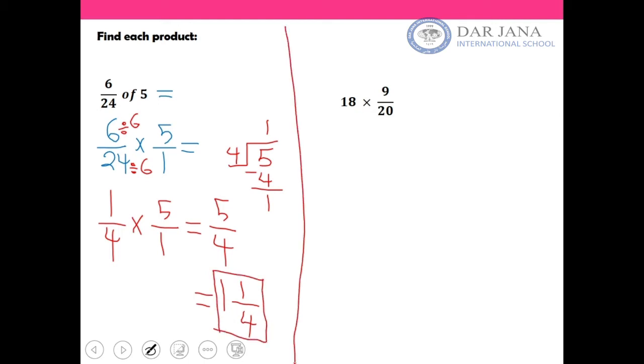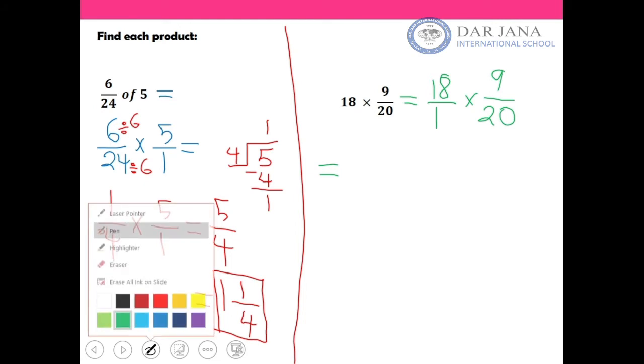Okay, let's try the other example. 18 times 9 out of 20. Also, just like we said, the 18, I will make it 18 over 1 times 9 out of 20. I will try to simplify any numerator with any denominator. I can simplify 18 and 20 by 2.